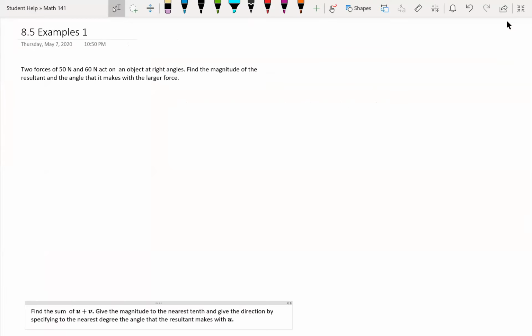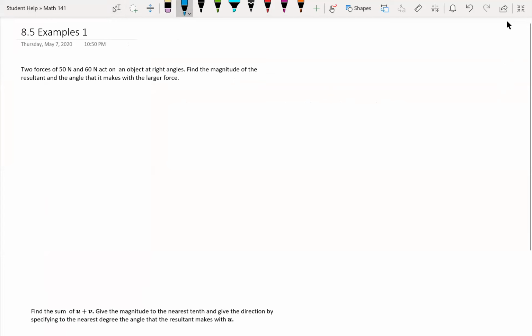Hi students, this is a video giving you some examples from section 8.5, which is talking about vectors and the resultant forces that are created when you have two vectors acting on an object. For this first example, we have two forces, one that is 50 newtons and the other that is 60 newtons, and they're acting on an object at a right angle.